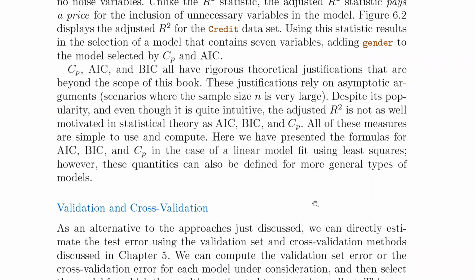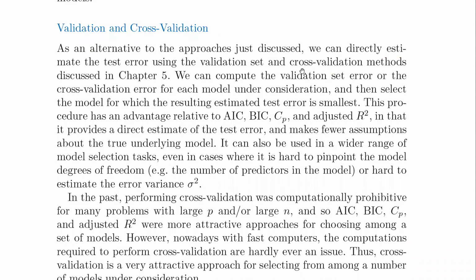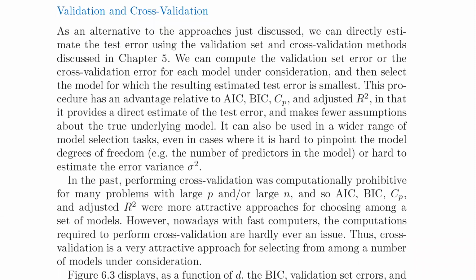I think we can now look at estimating the test mean square error using the direct approach, which is basically cross-validation. Let's have a look. As an alternative to the approaches just discussed, we can directly estimate the test error using the validation set and cross-validation methods discussed in Chapter 5. We can compute the validation set error or the cross-validation error for each model under consideration, these M0, M1 up to MP, and then select the model for which the resulting estimated test error is smallest.